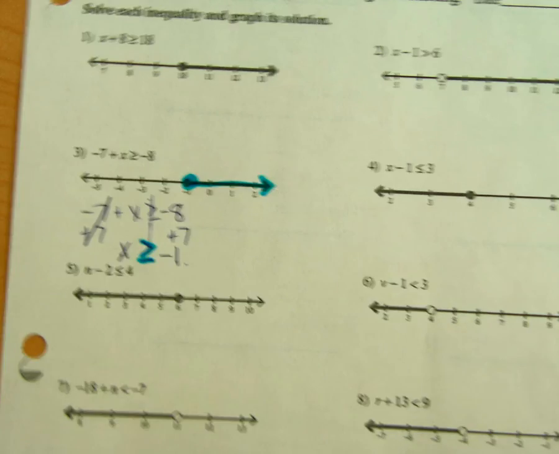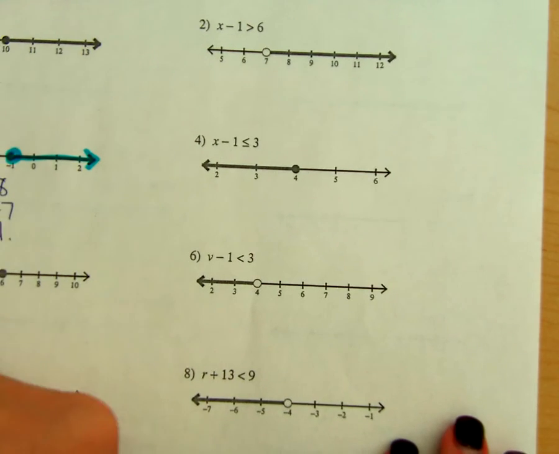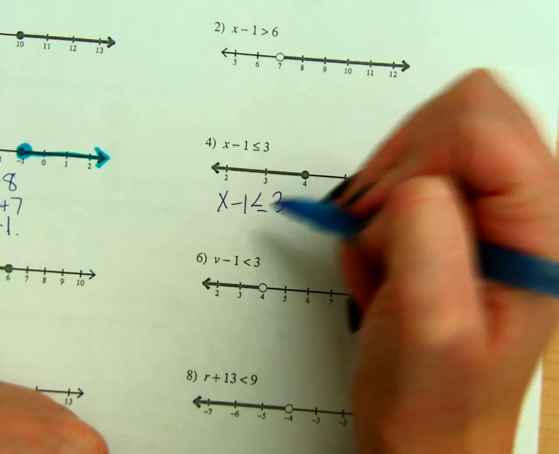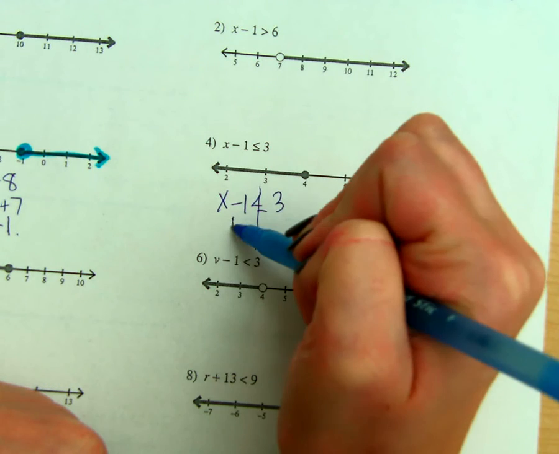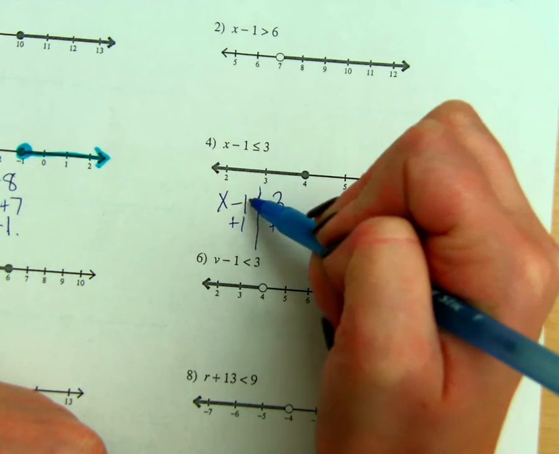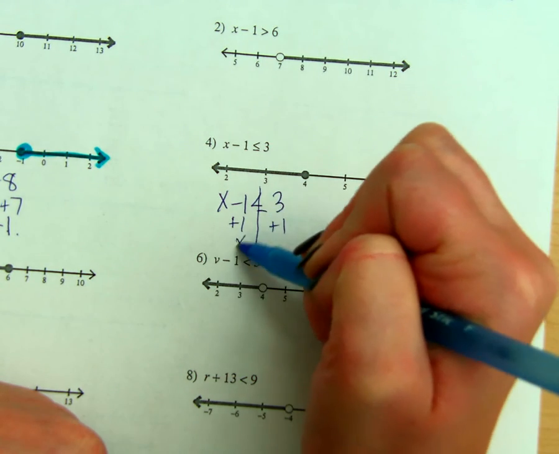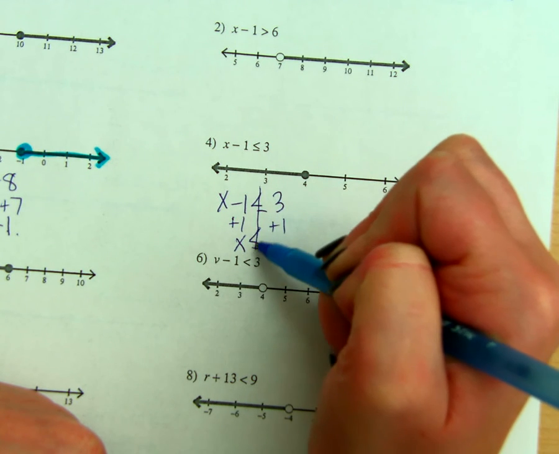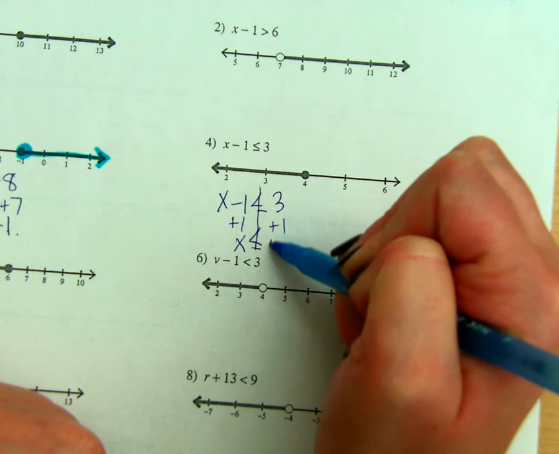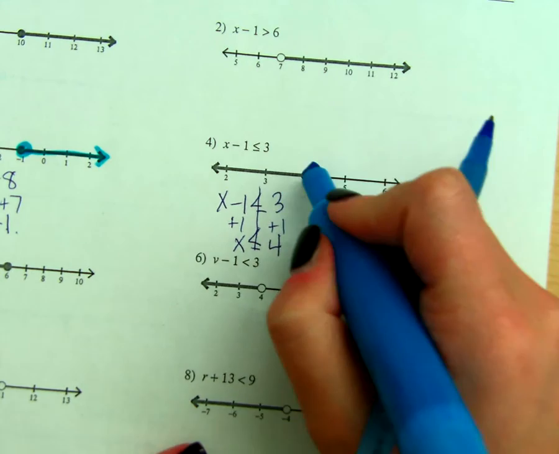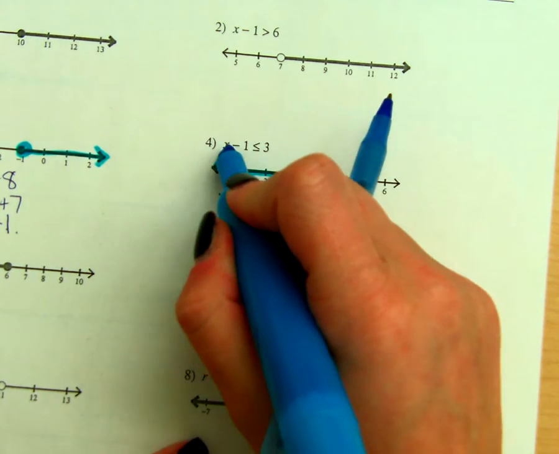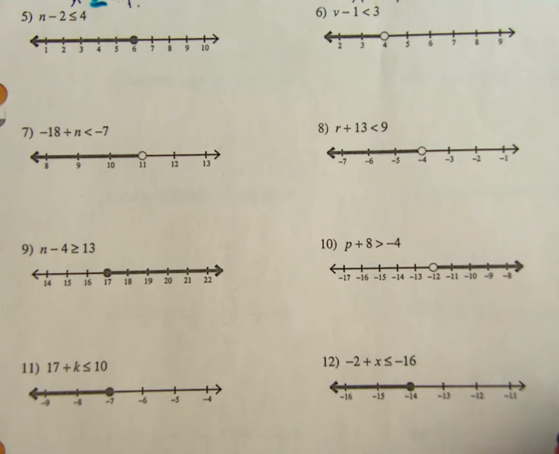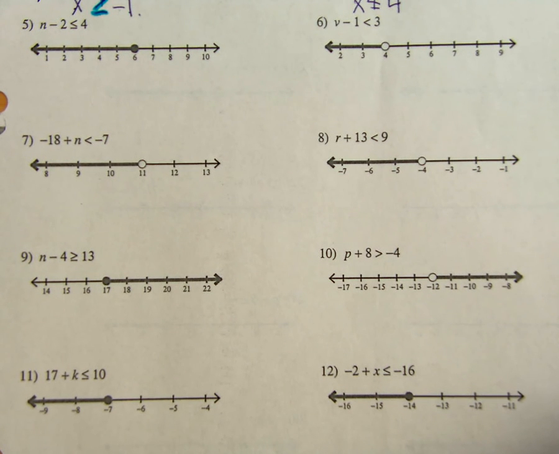For number 4, we have x minus 1 is less than or equal to 3. In order to get x by itself, we need to add 1 to both sides because it is the opposite. You will be left with x, bring down your inequality sign, less than or equal to. 3 plus 1 is 4. It is a closed circle to the left. Please take a moment to pause the video and check your answers.